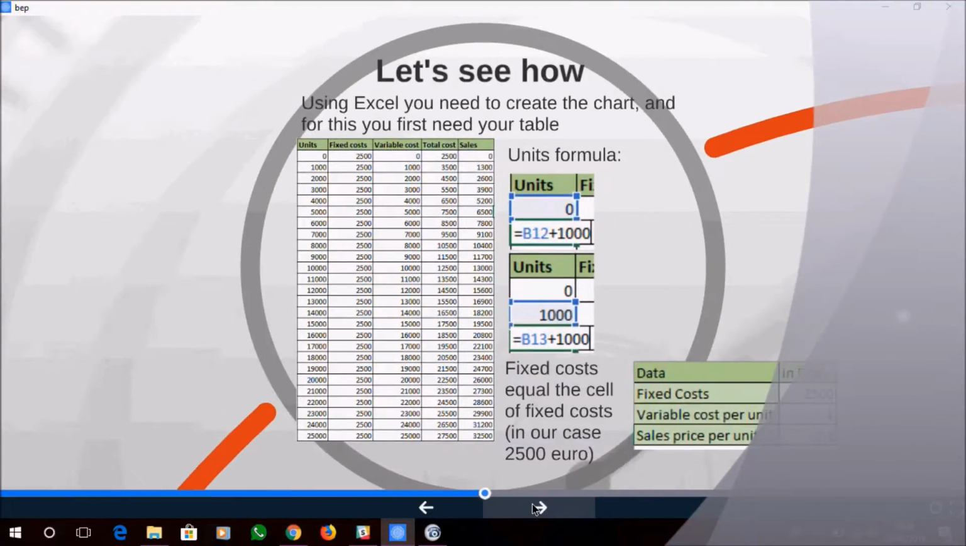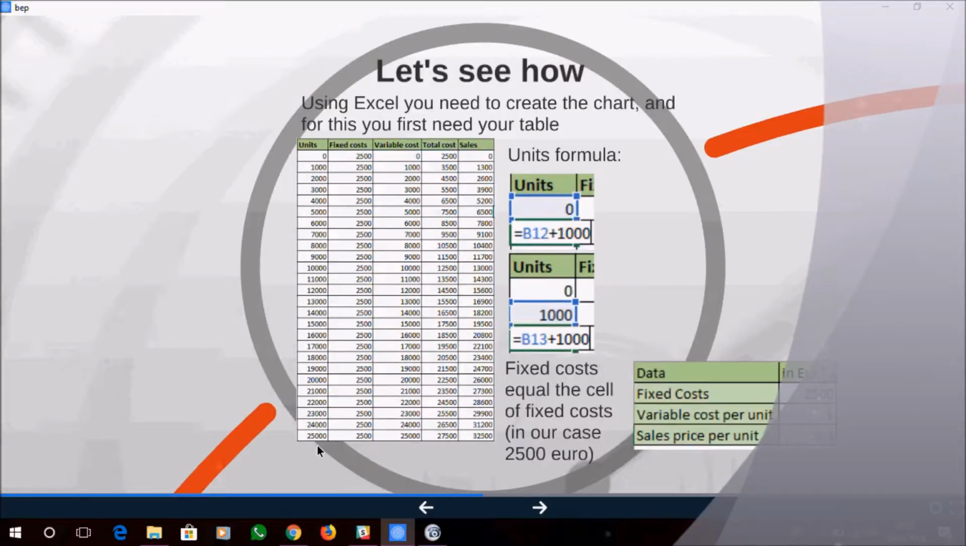Using Excel, you need to create the chart, and for this, you will first need to create your table. Therefore, we will need to create a table containing the units, the fixed costs, the variable cost, the total cost, and the sales. Let's see. Units: we have decided that we want the increment to be every 1,000. Therefore, the first cell will be 0. The second cell will be the cell above plus 1,000. The third cell will be the cell above plus 1,000, and so on. Once you have set the formula, you just copy it to the end of the column, and therefore you will have your units already displayed.